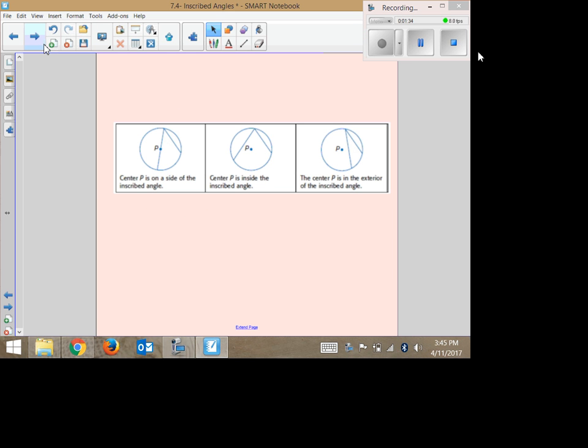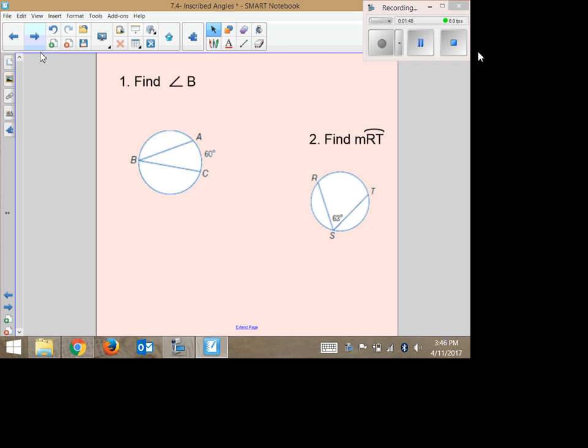So just 3 different ways that an inscribed angle can look. It can have P on the side, so it goes through P. P can be on the inside of the inscribed angle, or P can be on the outside of the inscribed angle. All right, so let's put it into practice.